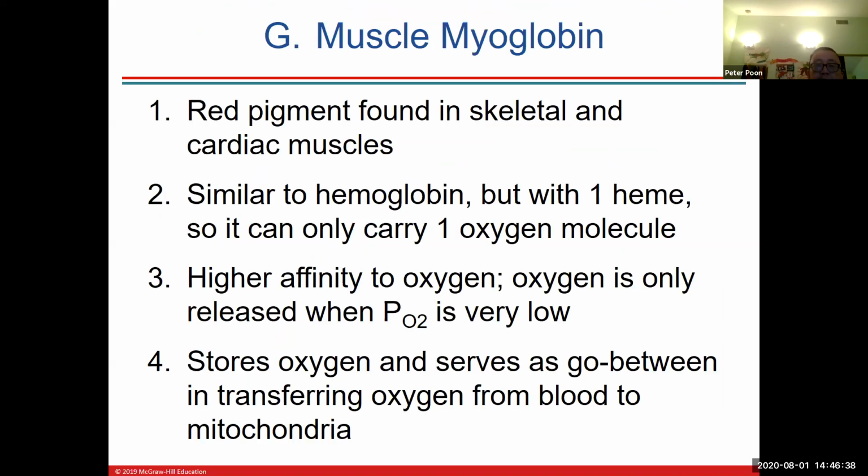Myoglobin is a red pigment found in skeletal and cardiac muscles. It is similar to hemoglobin, but it is not in fours. It's only one heme, but it's also stronger. So when hemoglobin comes in contact with myoglobin, the myoglobin will pull the oxygen from the hemoglobin, and therefore you will have more oxygen to your muscles.